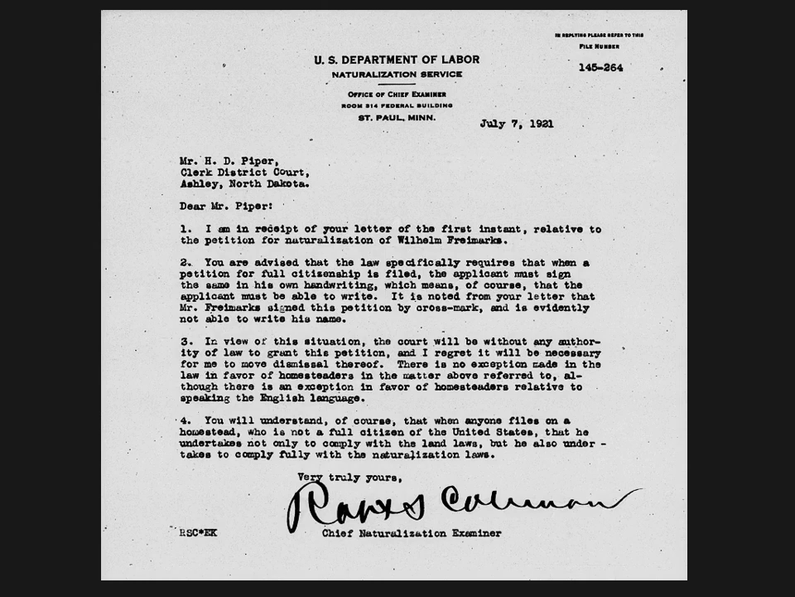It is noted from your letter that Mr. Freemarks signed this petition by crossmark and is evidently not able to write his name. In view of this situation, the court will be without any authority of law to grant this petition, and I regret it will be necessary for me to move dismissal thereof.